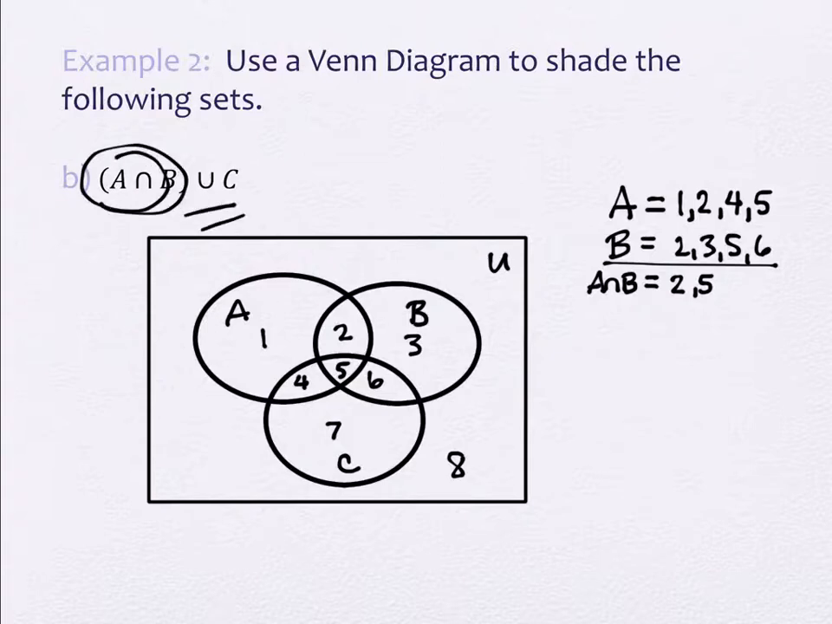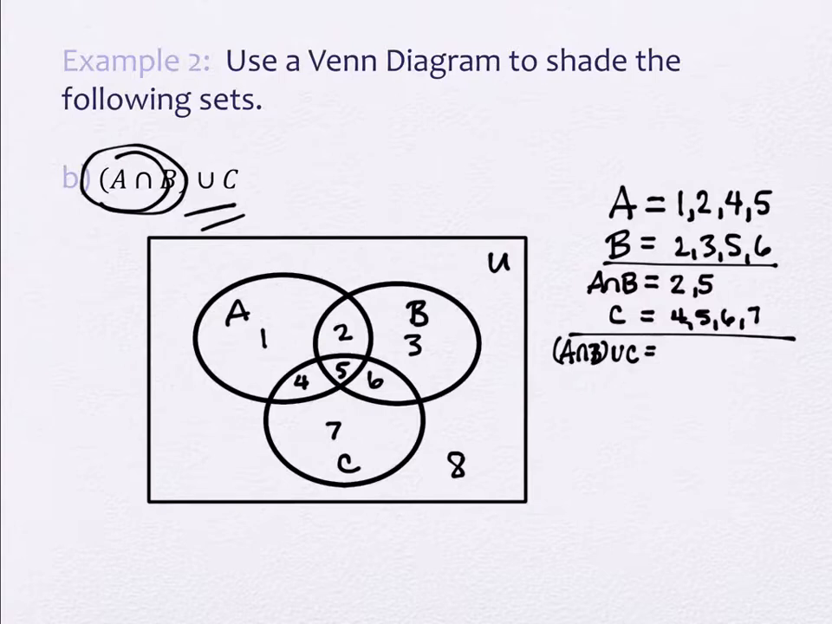The next part is that I'm supposed to union that with C. Well, in order to do that, I need to write down what C is. So what numbers, in other words, are in C? 4, 5, 6, and 7. And I've got my line, and the answer is I want to do the union. So I have the A intersect B above, and I want to union it with C.